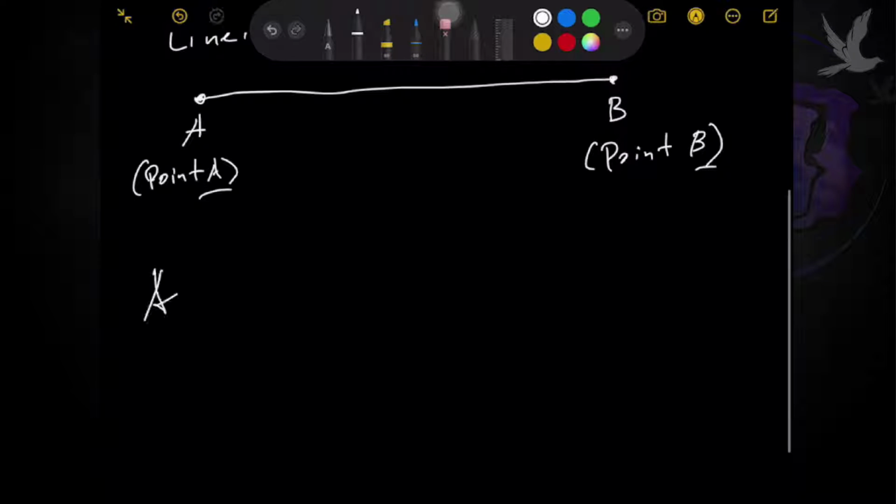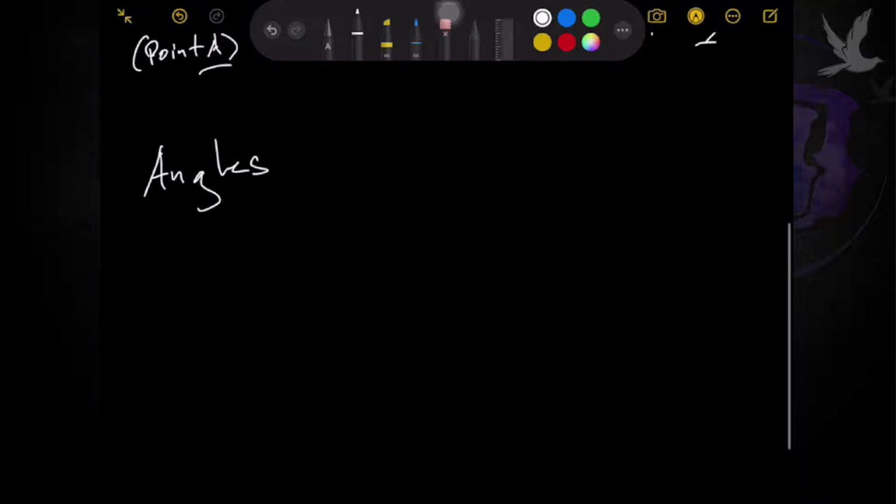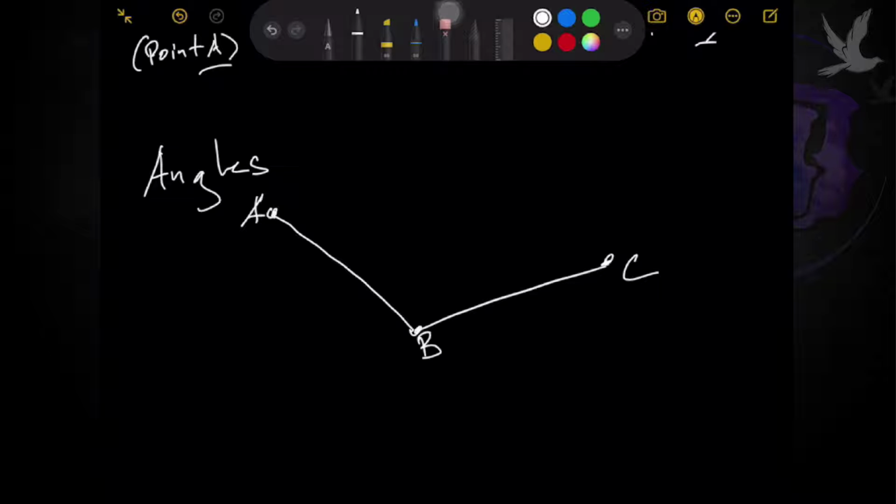Okay, so when do angles form? Angles form once 2 lines meet at a common point. So for example, we have line AB, and there's another line from point B to point C.